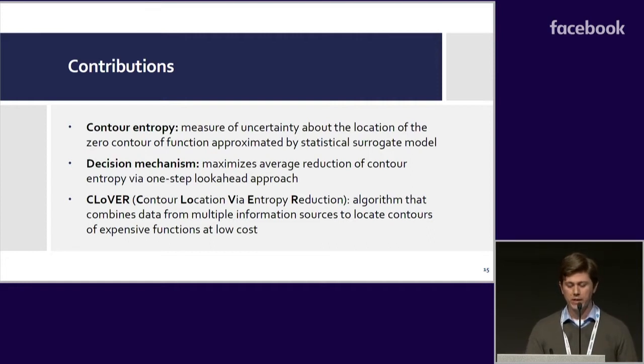And then we put it all together in the algorithm Clover, which combines data from multiple information sources to locate contours of expensive functions at relatively low cost.